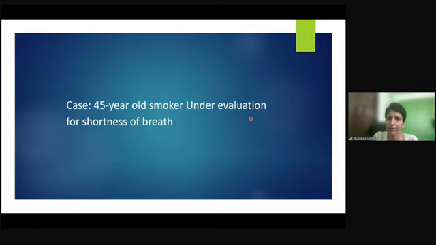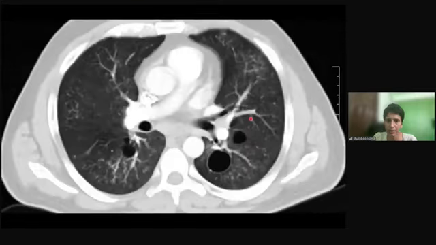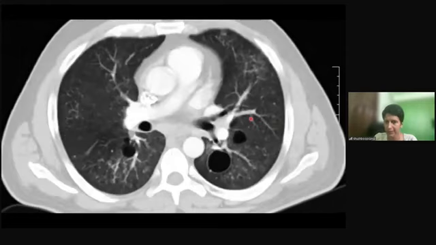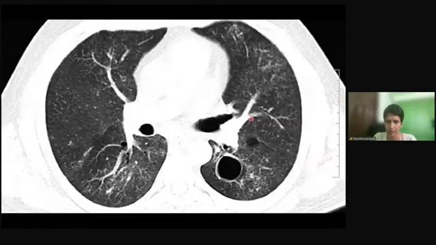So let's see a couple of cases. This is a 45-year-old smoker under evaluation for shortness of breath. What do we see? We see a few scattered cysts. We see some confluent nodularity, which has a rather centrilobular distribution in both lungs. So what is the diagnosis? A smoker with nodularity and cysts all together, so it becomes Langerhans cell histiocytosis.